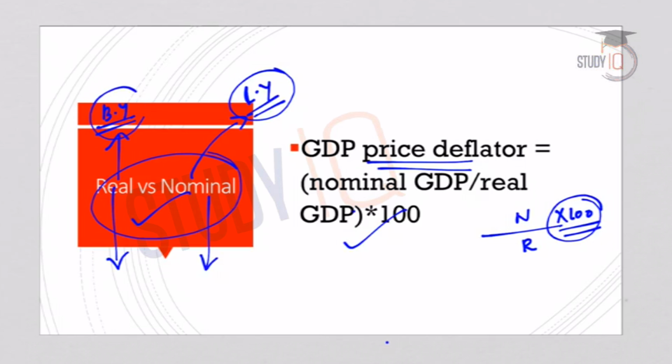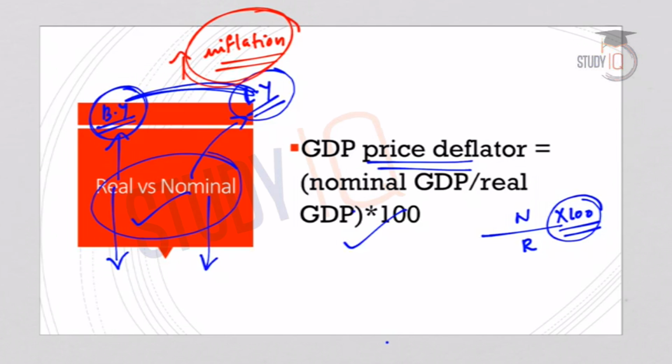Now what is the difference between nominal GDP and real GDP? Real GDP, we have seen, uses base year prices, and nominal GDP uses current year prices. So what would be the difference in the base year prices and current year prices? The difference would be on the inflation rates. The nominal GDP would often be more than that of real GDP. This is because of the inflation rate differences.